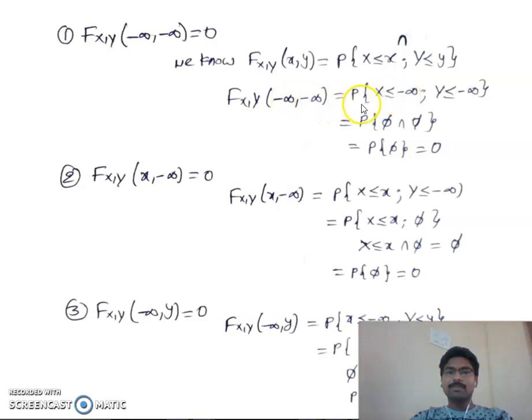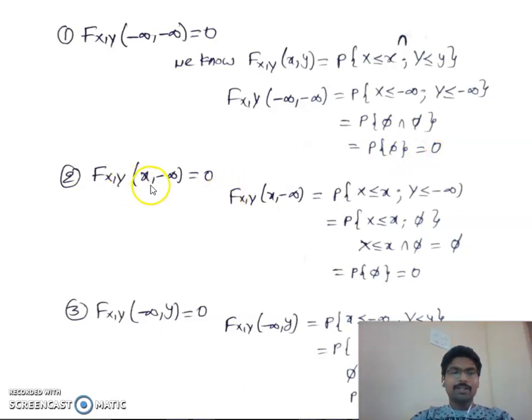So the definition here is probability of X less than or equal to minus infinity, Y less than or equal to minus infinity. X less than or equal to minus infinity is an impossible event. That's why the set contains no elements. It is phi. Similarly, Y less than or equal to minus infinity is also impossible, there is no possible value which is less than minus infinity. So that's why the set is also phi. So phi intersection phi is phi, which is a null set. The probability of null set is 0.